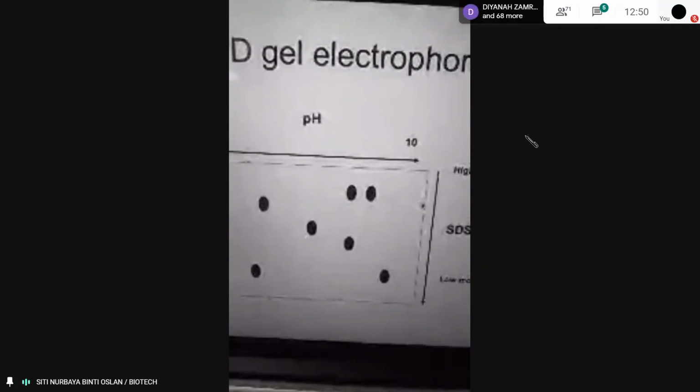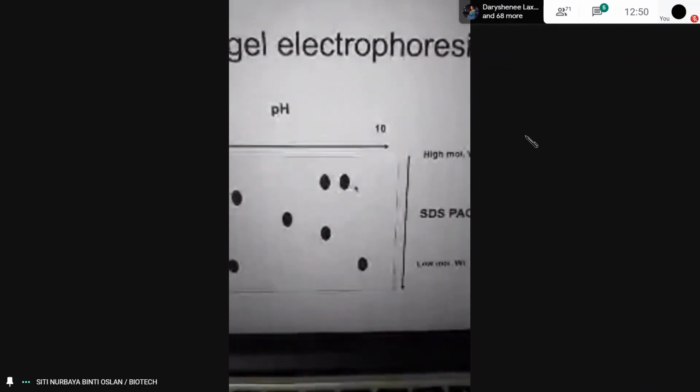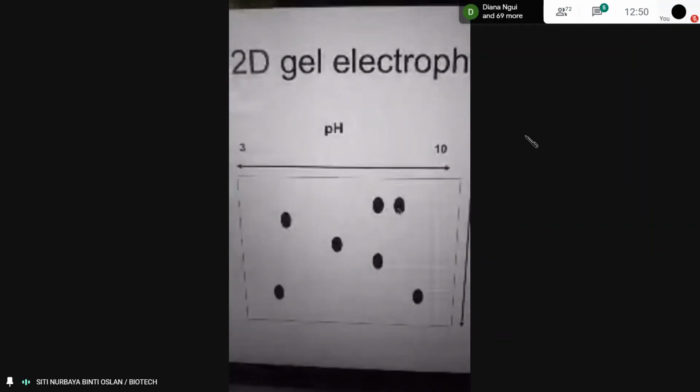Okay, so if you look at this image, we have from 3 to 10, and they are all from different spots and different molecular weights. But if we analyze these two spots, if we have only one D, these two will be together, represented as one band, right?